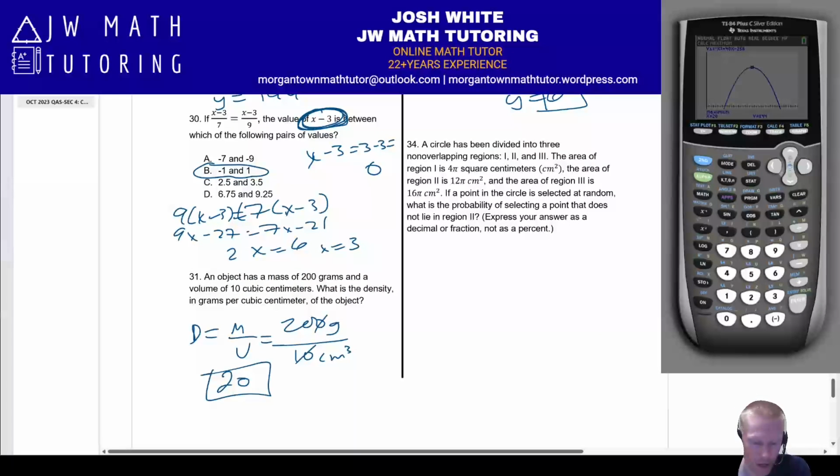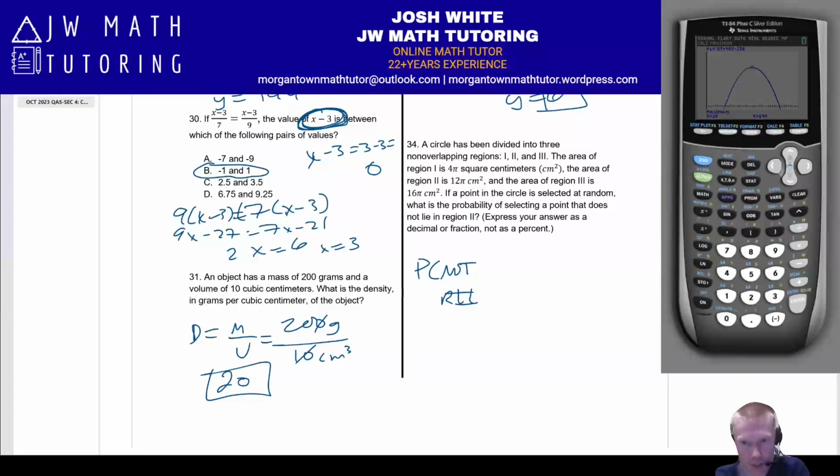All right, next up, 34. So for this one, you have a circle. It's got 3 regions. They give you the area of each region, and they want to know what's the probability of selecting a point that does not lie in region 2. So the probability of not region 2 is basically, what is the probability it is in region 1 or 3. So region 1 is 4 pi.